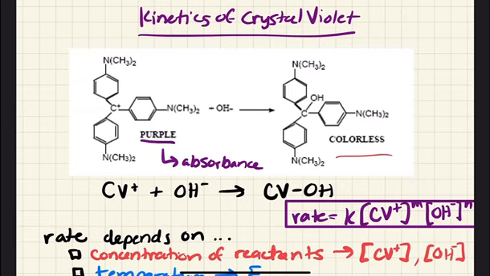If we wanted to simplify this reaction rather than seeing these big organic structures, we could write it as Cv+ to represent the purple dye, and OH- as our hydroxide ion, and then the product would be CvOH.